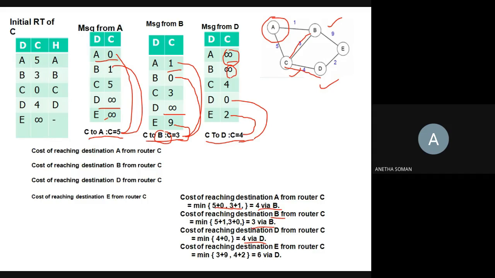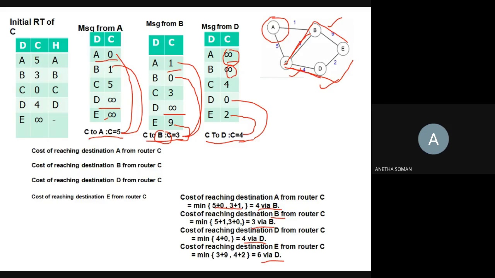So understanding, my source router is C. I have to reach E. Two possibilities are there. Through B I can reach E, or through D also I can reach E. And that is what is being written. So 3 plus 9 will be equal to 12, and 4 plus 2 will be equal to 6. Now, which is of less cost? Less cost will be 6. So I will follow the path through D with a cost of 6. Okay, so this is how I have to find out the cost of reaching a particular destination from a particular router.